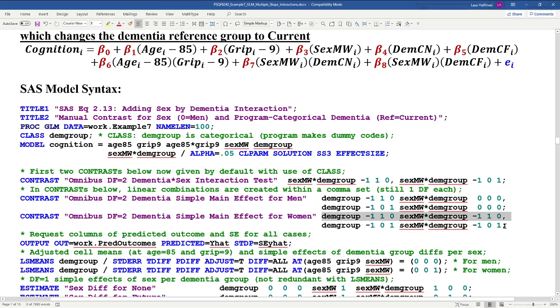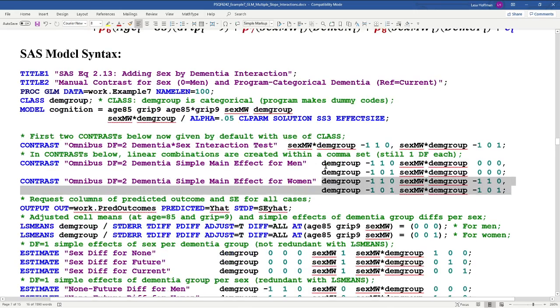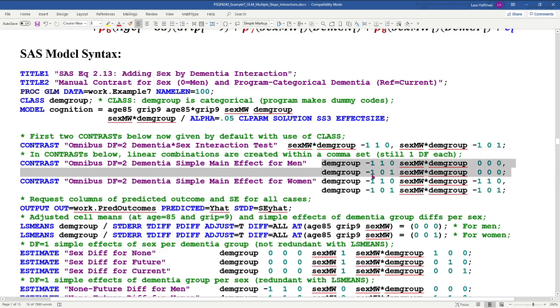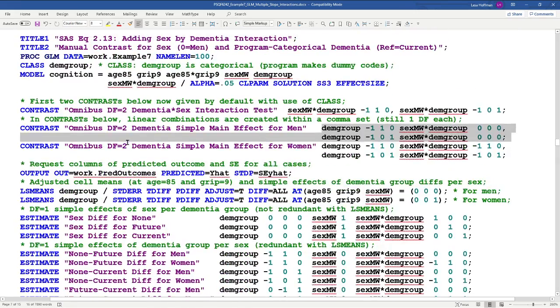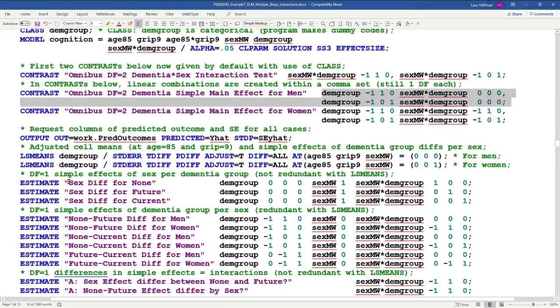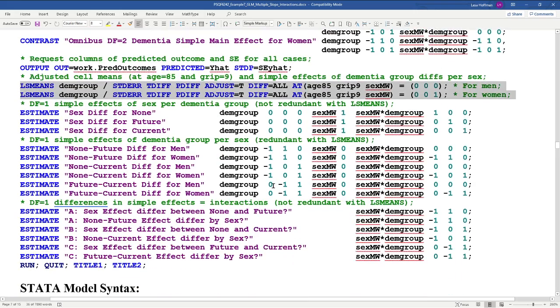So this is something that your output would not include by default because it's a linear combination of parameters, whereas this is something that you would get by default because it is for the reference group, and gender right now is still being treated as just a regular quantitative variable where we're holding things at 0. The use of the class statement allows you to add this, so this is something new.